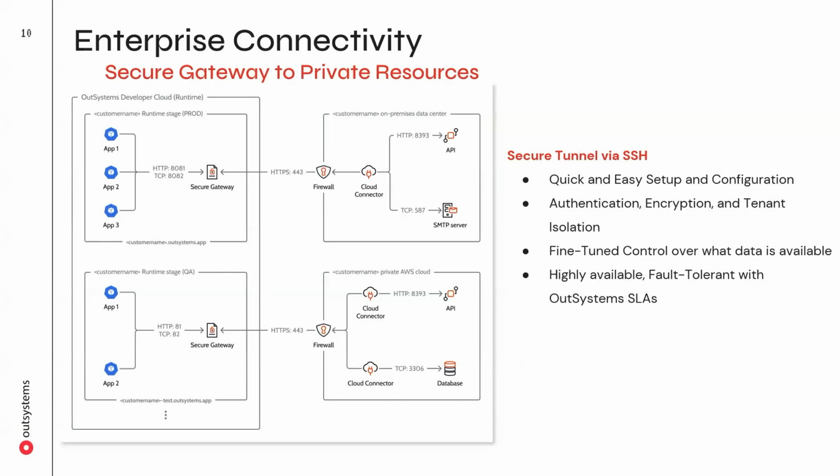The first part is the ODC Secure Gateway, which is a lightweight service that runs in your OutSystems tenant and is managed by OutSystems. The second part is the ODC Cloud Connector, which is also a very lightweight Linux client that connects to the Secure Gateway service and establishes a fast TCP tunnel secured via SSH. This tunnel is then used to transport requests and data between the OutSystems Developer Cloud and your self-managed servers.